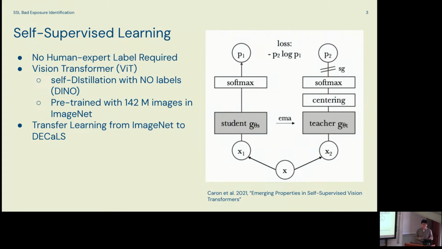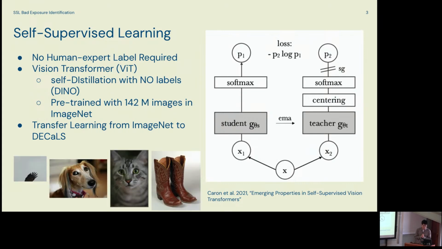ImageNet, as some of you know, is very diverse. It includes many kinds of examples. Oh, some of them get cut off. For example, the first one is supposed to be a bald eagle, and there can be dogs, cats, or even boots. But we actually do some transfer learning from ImageNet to DECaLS using some transformation of our data.